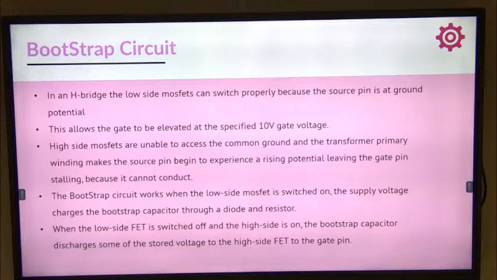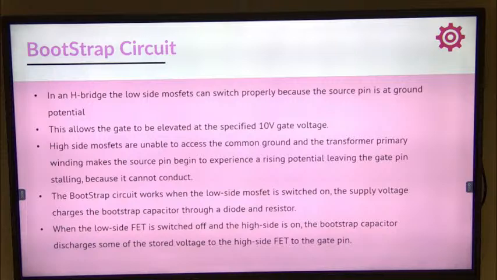Now I will be presenting the bootstrap circuit. In an H-bridge, the low-side MOSFETs can easily switch because the source pin is at ground potential. This allows the gate to be elevated to the specified 10-volt gate voltage. High-side MOSFETs are unable to access the common ground, and the transformer primary winding makes the source pin begin to experience a rising potential, leaving the gate pin stalling. This is because the gate voltage is lower than that of the drain to source.